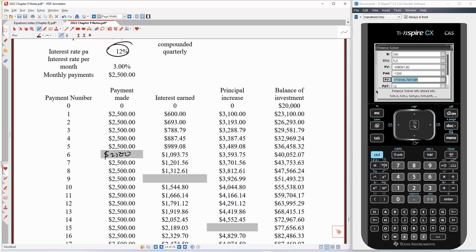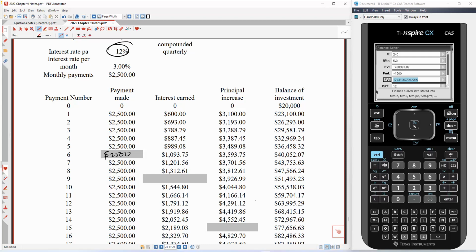Now this is different from loans, where the interest would be removed from the payment to represent how much is knocked down off the principal. So this time here, the payment and the interest both add to whatever the investment was. So let's work it out.